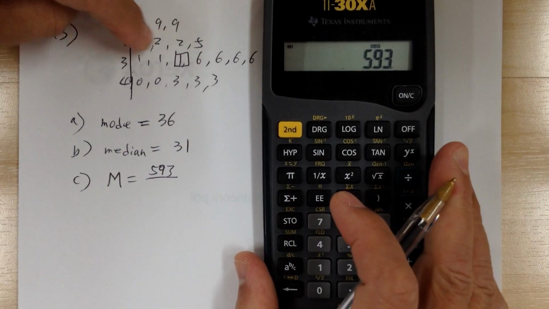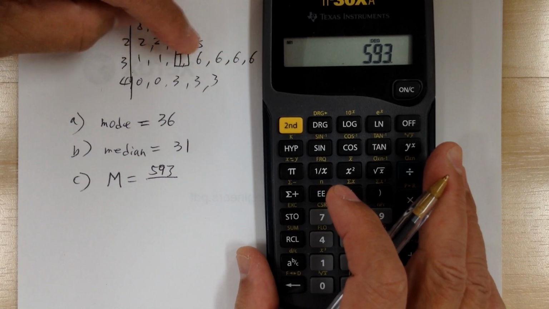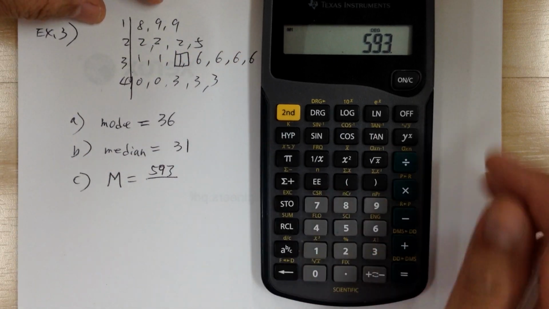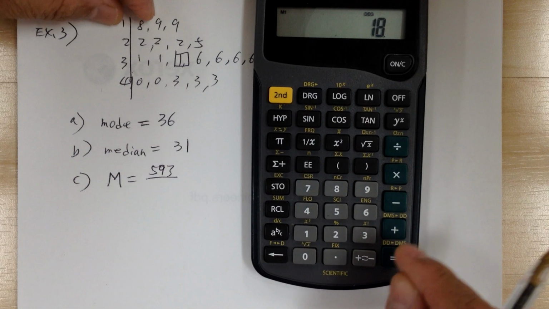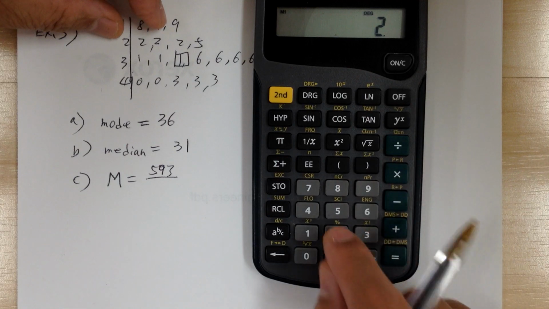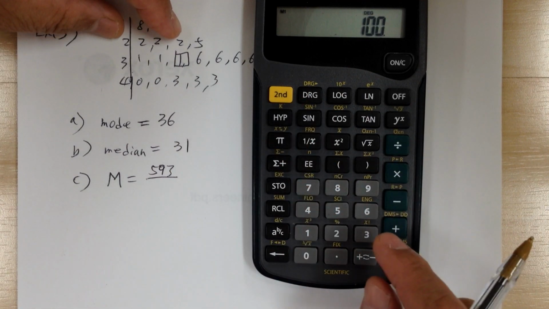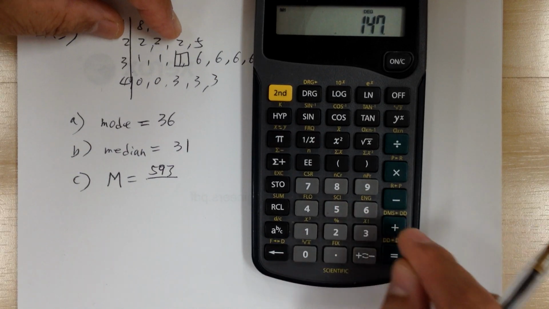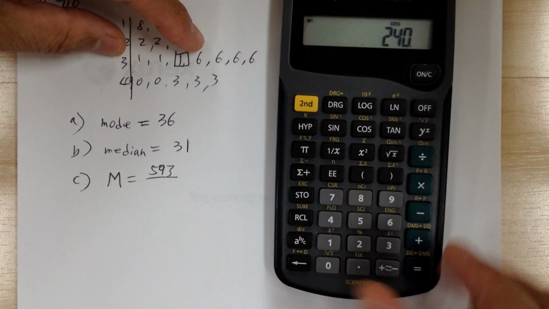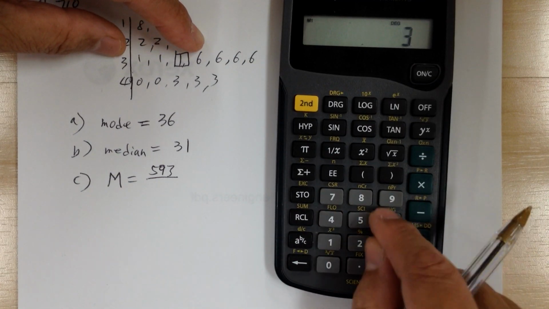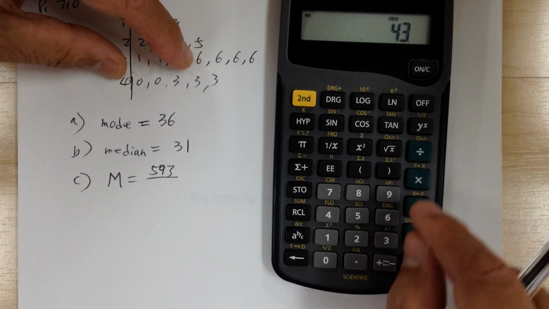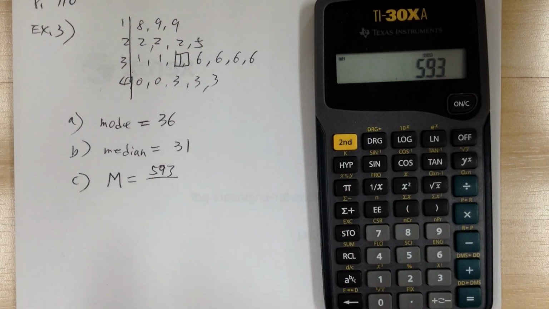Now, when you're doing this, instead of keep adding, instead of 36 plus 36, you can just go 36 times 4. Then it's a little bit easier. So, for example, you can go 18 plus 2 times 19 plus 3 times 22 plus 25 plus 3 times 31 plus 4 times 36 plus 40 times 2 plus 43 times 3. That way it saves you a little bit of time.